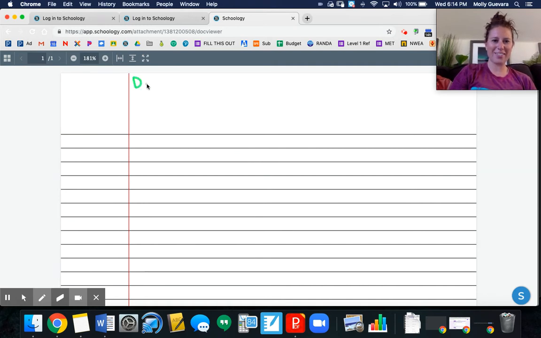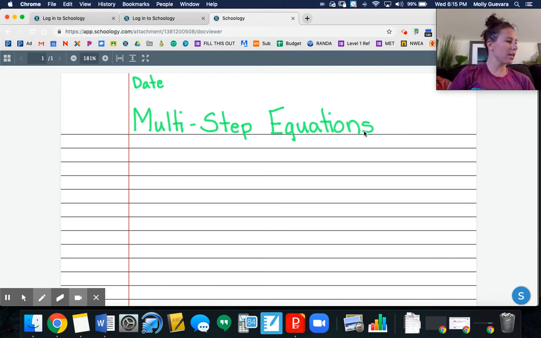Okay, like we always do, write the date at the top of your paper, and then we're gonna title our notes. And the title of our notes today is multi-step equations. We've been practicing this already. I just want to review it briefly just because some questions have come up about it, and I just want to make sure that we're getting some practice problems and some review on it.